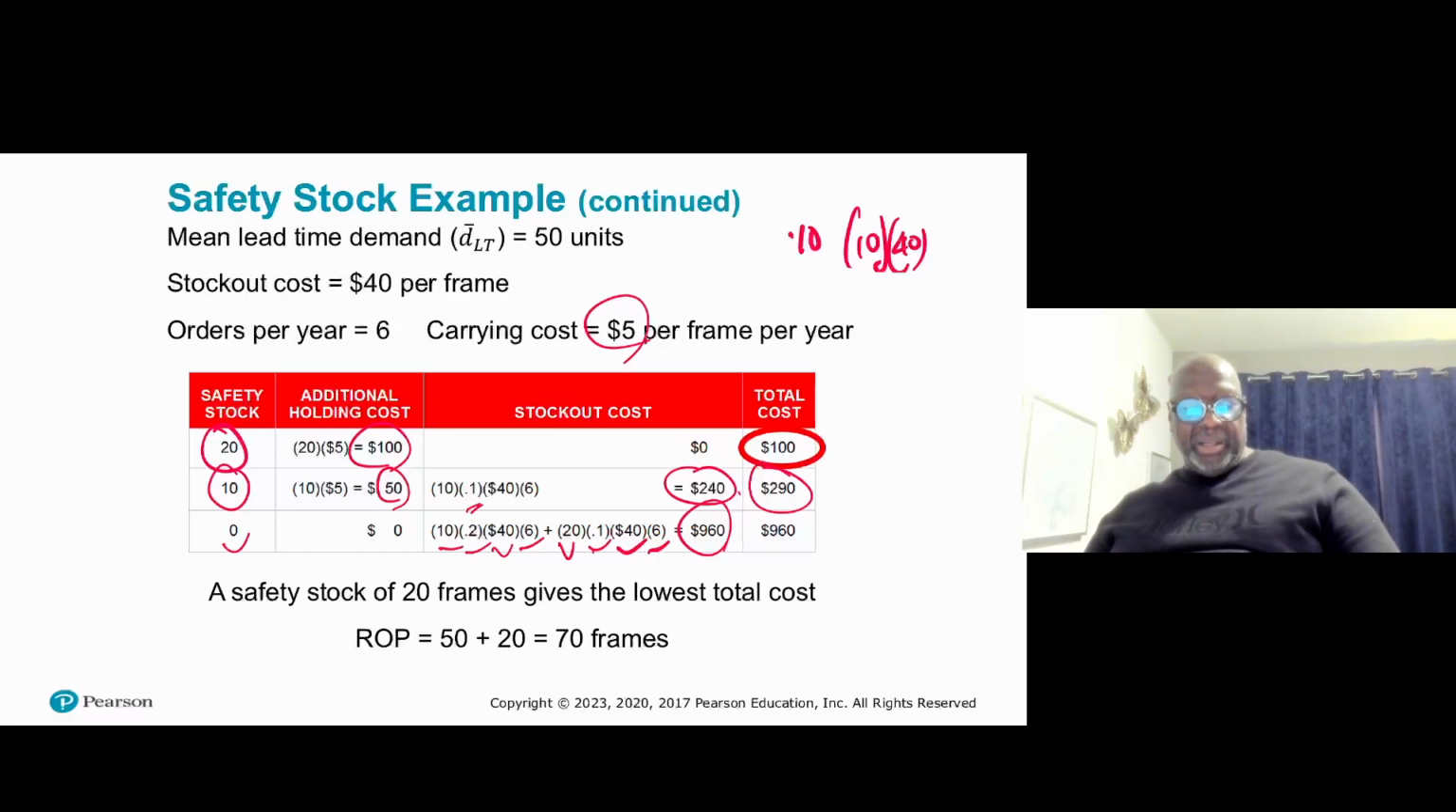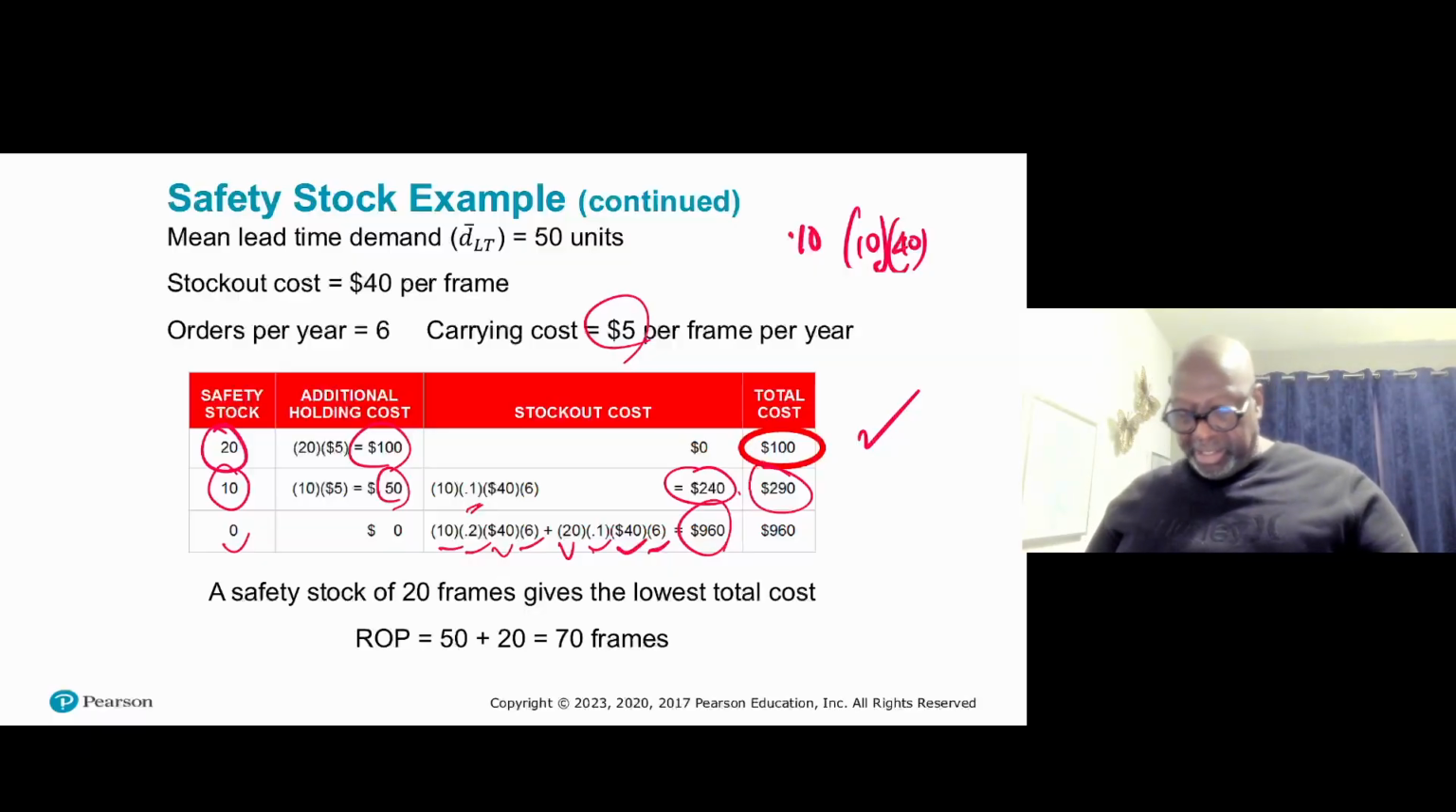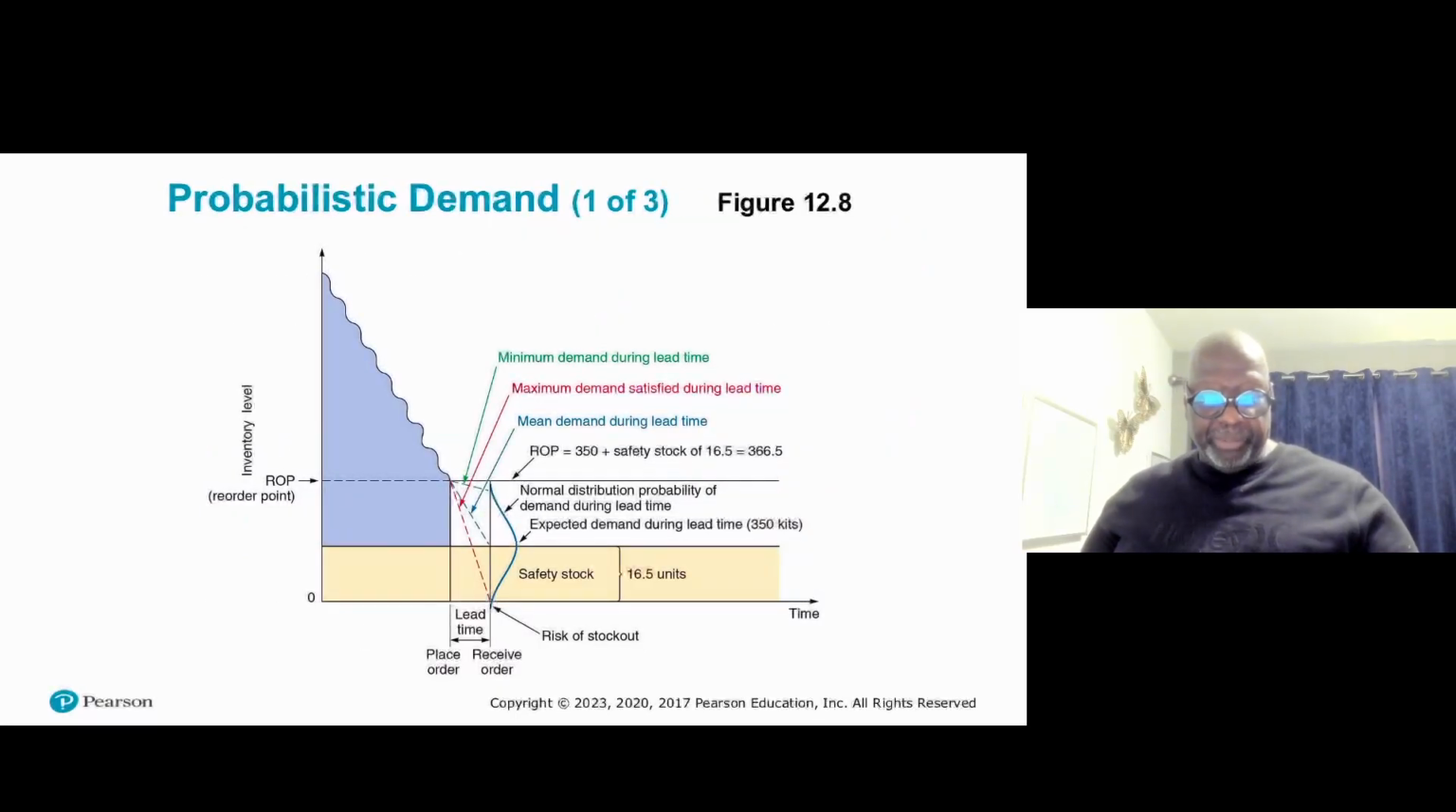So in this case, it makes sense to carry 20 units of safety stock, right? Because all you'll be doing is just carrying that, but you don't incur any stockouts. The reality is that the cost of the stockout is so high, compared to the cost of carrying inventory, that it doesn't make sense to risk it. Okay, and so that's one example, just to show you that.